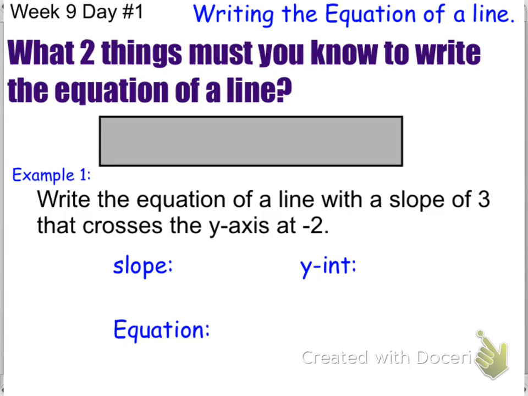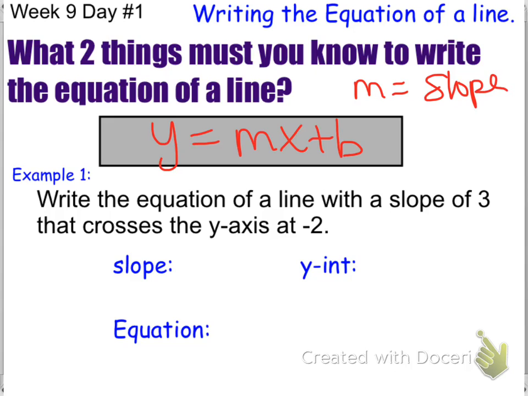Today we're going to talk about writing the equation of a line. So the first thing, let's remember how we write the equation of a line. It's written in the form y equals mx plus b. Remember the two things we need to know in order to get this equation: m, which is the slope, and b, which is the y-intercept. Remember, that's where the line crosses the y-axis.